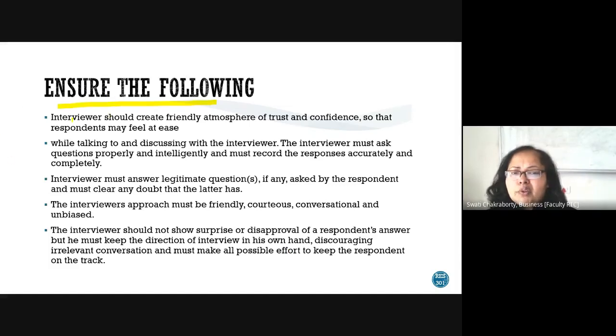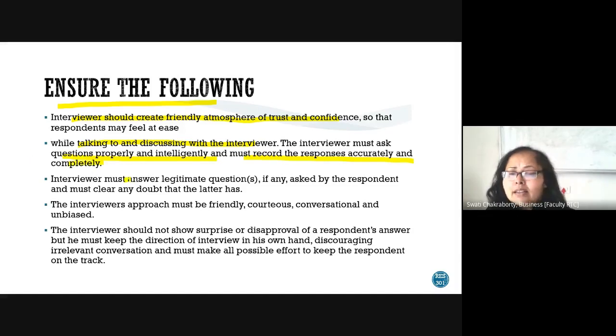Okay, but you should ensure certain things. That is, you as an interviewer should create a friendly atmosphere of trust and confidence, so that the respondents may feel at ease while talking and discussing with you, right? You should ask questions properly and intelligently, and must record the responses correctly and completely, right?